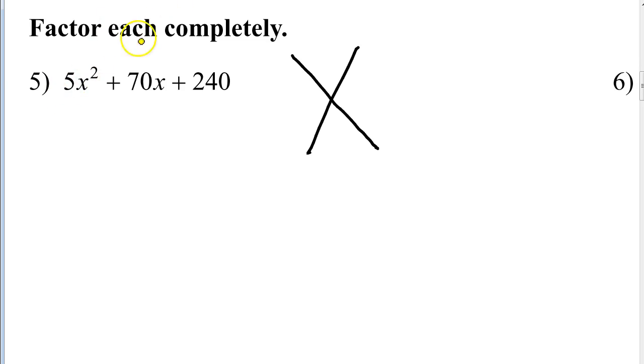And we got 5x squared times 240. What does that come out to? 1,200 x squared, right? And that would have to be two terms that multiply to that, and they have to add to 70x. So what two numbers work?